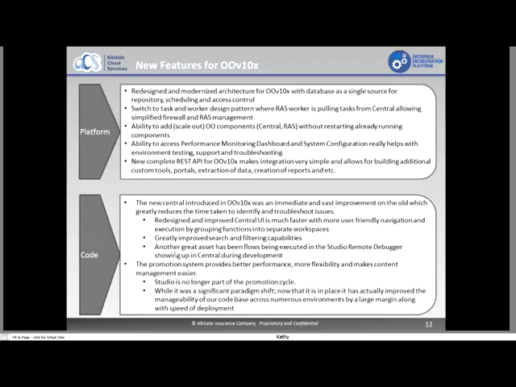One nice utility that we discovered in the initial phases and used a lot during the migration and testing was the ability to access the performance monitoring dashboard and system configuration. It really helps with testing, support, and troubleshooting, and provides details about OO's health and utilization, and a lot of really useful information that helps to tweak the environment.